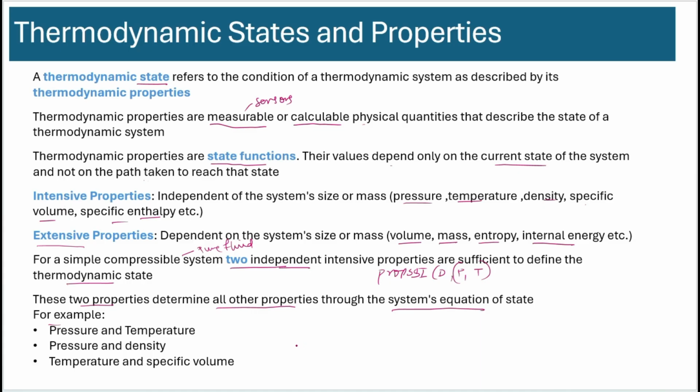So pressure is an independent property and temperature is an independent property. Together they can define the system. Pressure and density also can define that system. Temperature and specific volume, pressure and specific volume, all of those can define that system. All right.